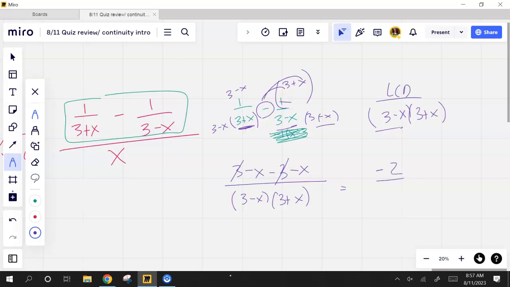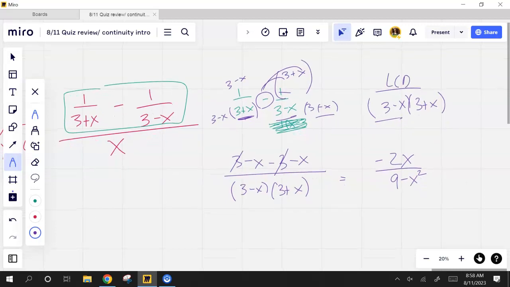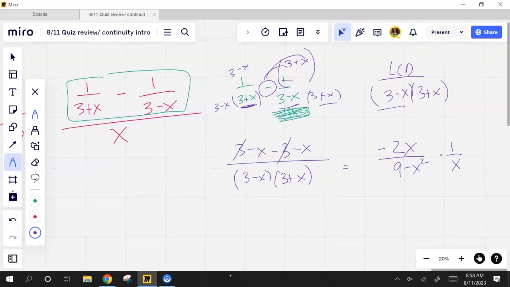Okay, negative 2x over. I don't have to really FOIL that if I don't want to. That's a difference of 2 squares. It's going to come out to be 9 minus x squared. But look what I can do. Now I've got, it's because it's a difference of 2 squares.